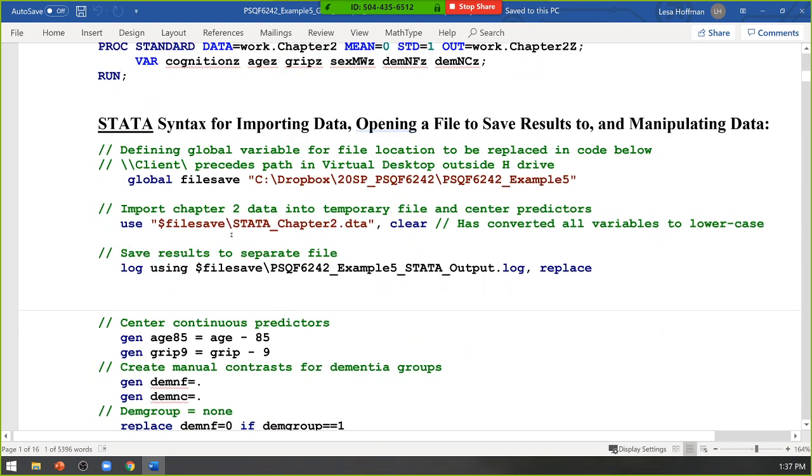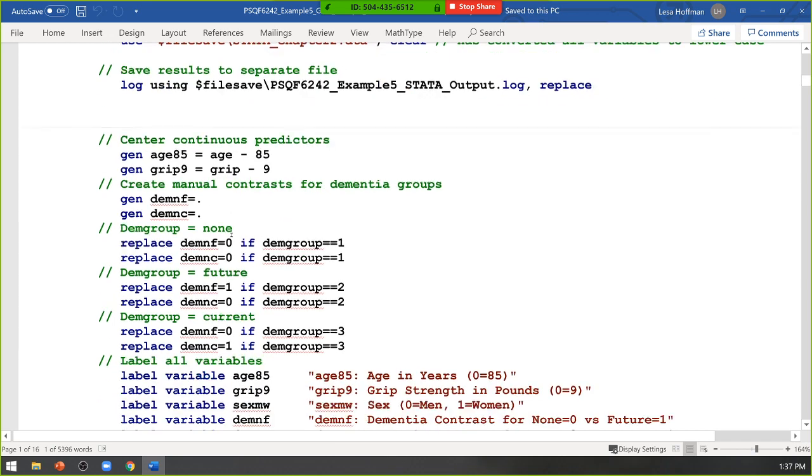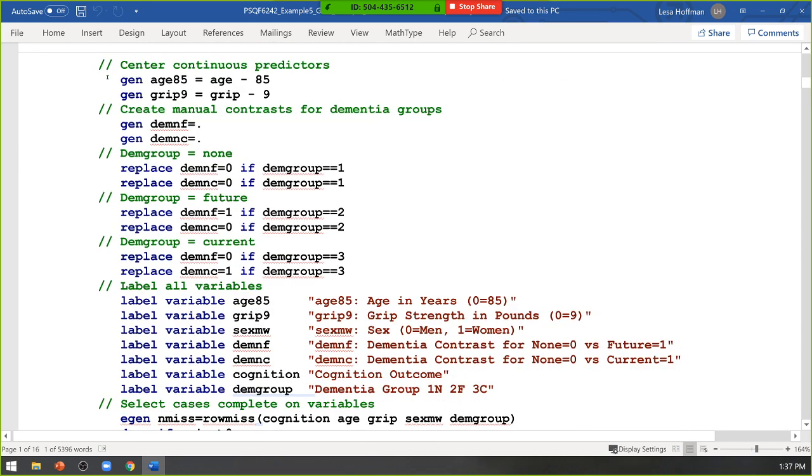Stata folks, I didn't forget about you. So centering age and grip strength is a gen statement. So gen, then the name of the variable you want to create, so the new column that's being created, equals the old variable that's already there, age or grip, and then minus the centering constant.